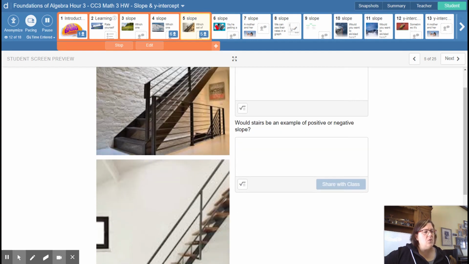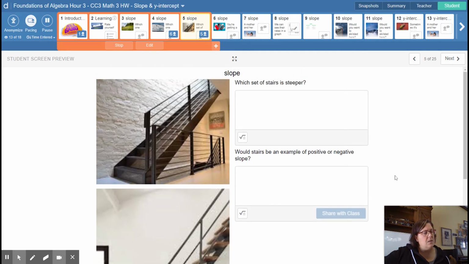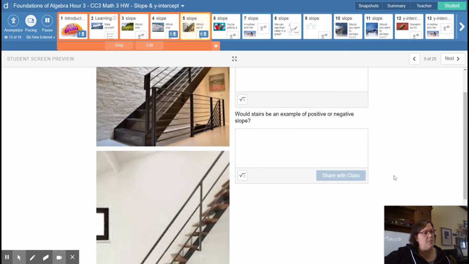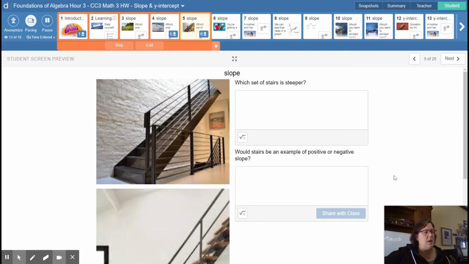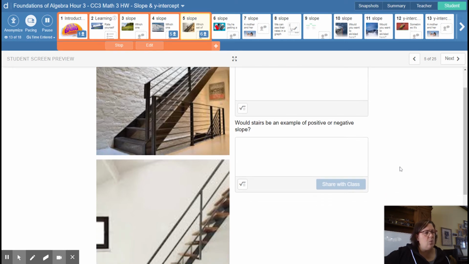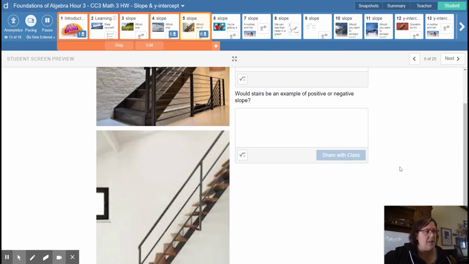All right, so take a look at those 2 sets of staircases, the one on the top and the one on the bottom. Which one is steeper? And then also, would stairs be an example of positive or negative slope? So 2 questions for you to answer. Which staircase is steeper, and are they positive or negative?